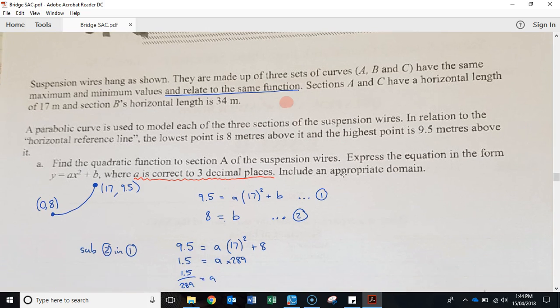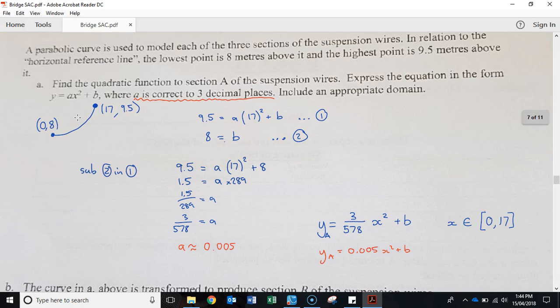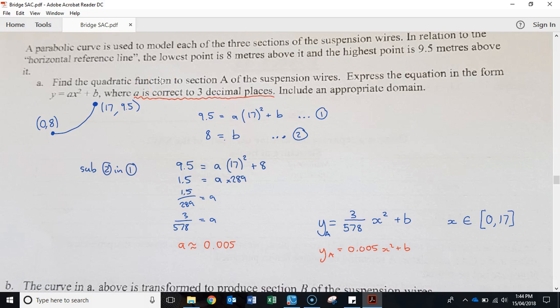So I think we did this bit correctly, where we fitted a quadratic function to section A of the suspension wires, and we expressed it in the form y equals ax squared plus b. They did want us to state a correct to 3 decimal places. However, I sort of left it as a fraction just for accuracy.